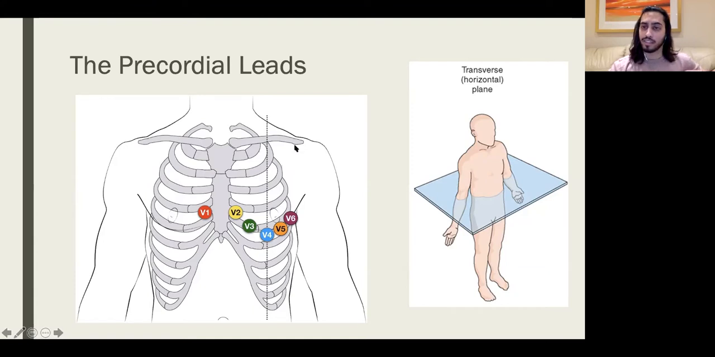Then in the mid-axillary line, you check the fifth intercostal space and put your V6 electrode there, and then chuck in another electrode in the middle of that, which is V5. Okay, so that's how you physically put these electrodes on the patient. And remember, you're looking at the heart through the chest wall, through a transverse plane. Okay, so another view of the heart.